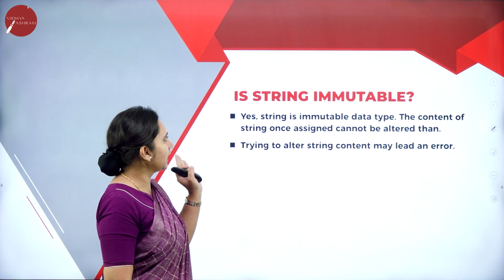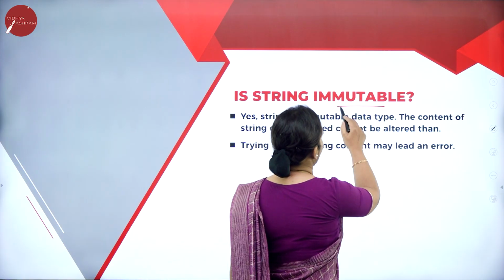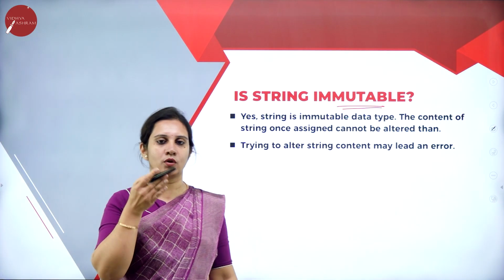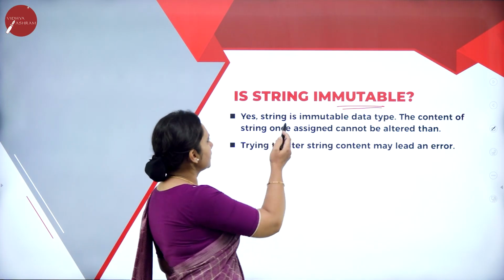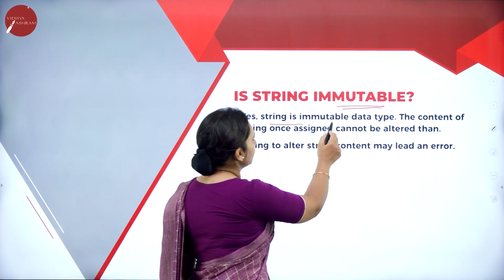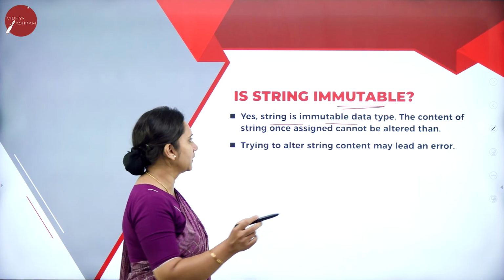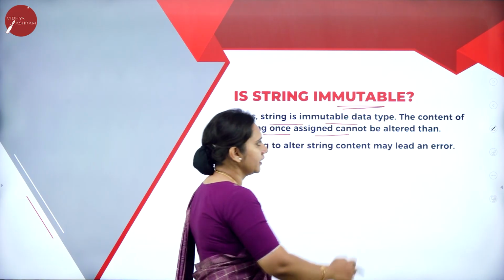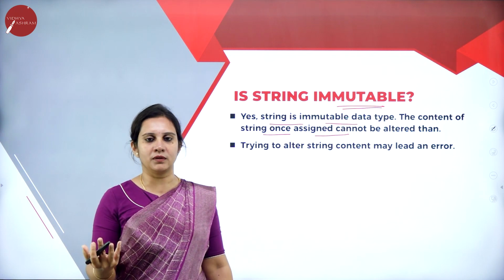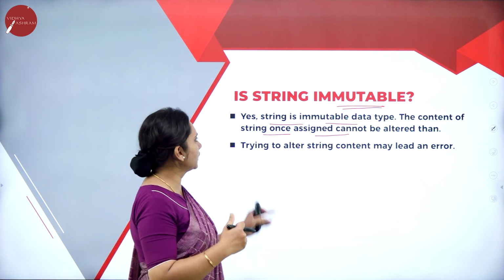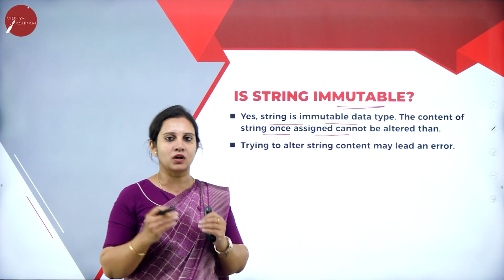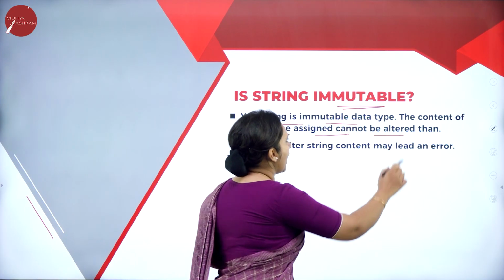Next we will see that a string is immutable. In Chapter 5, I explained what is mutable and what is immutable. As we all know, string is a data type. Yes, it is immutable. What do we mean by immutable? The content of the string, once assigned, cannot be altered. We call that immutable. Mutable means it can be altered after the content is assigned. So a string is immutable, which you can't alter once it is assigned.